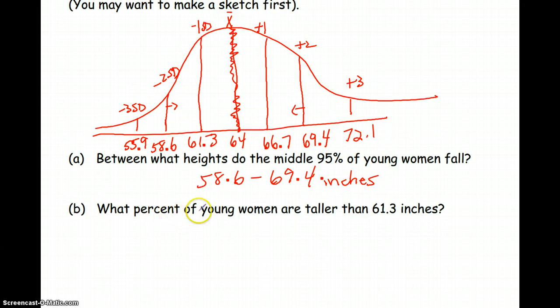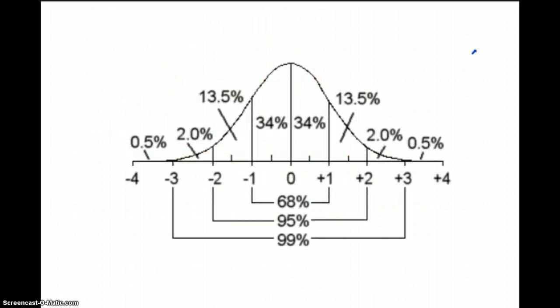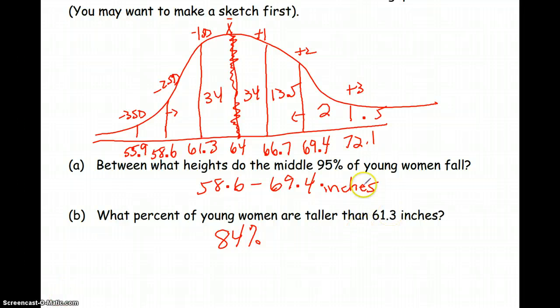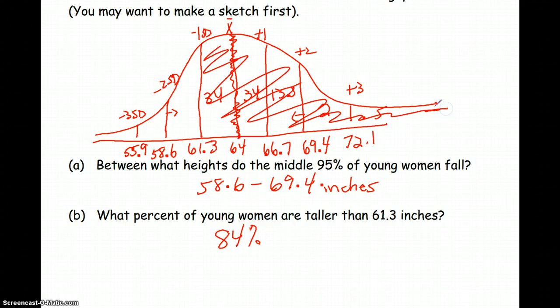The second one says, what percent of young women are taller than 61.3? So 61.3 is right here. You know that this is 34, this is 34%, this is 13.5. We continue on, it's 2%, and then it's another 0.5% on the tail. So we end up adding these together and we get 84% that are taller than 63.3 inches. So we're looking at this entire area. Okay, we don't care about this other area. We're only worried about the ones that are taller than 61.